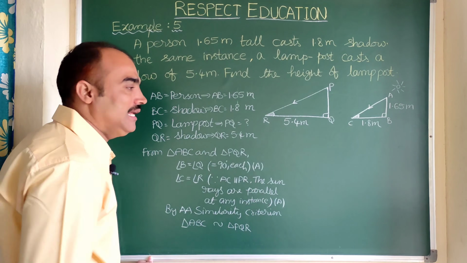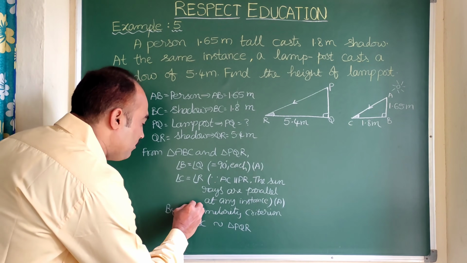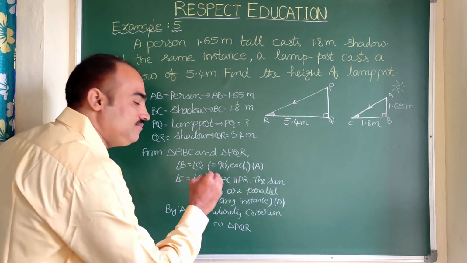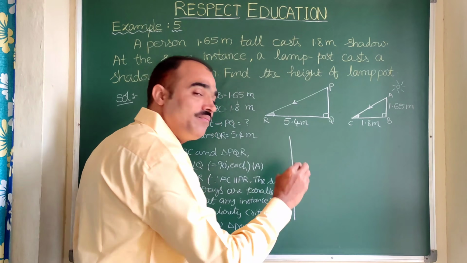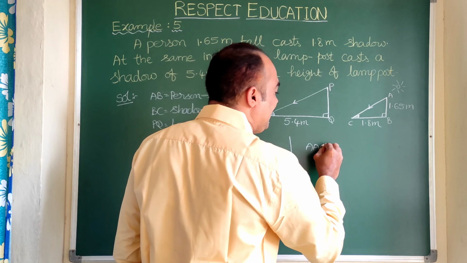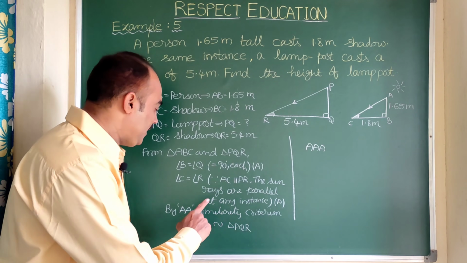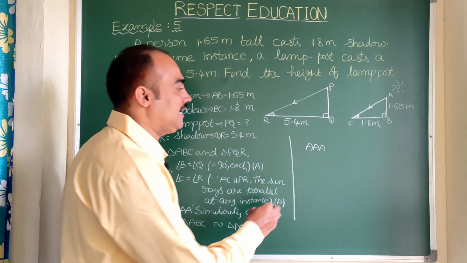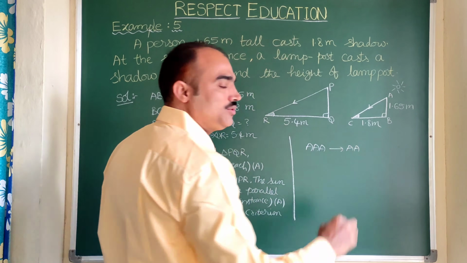That means here triangle ABC is similar to triangle PQR. Here you observe the reason. By AA similarity, actually here I would like to give you a small example. Earlier we have learned the AAA similarity criterion, but here we are comparing only the AA similarity criterion. I will tell you here the difference between these two.